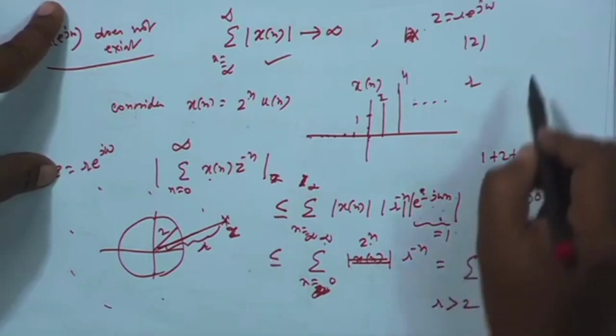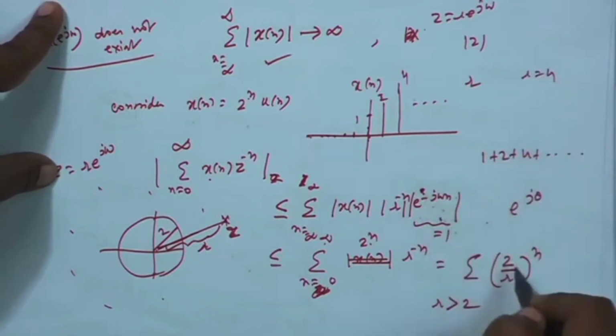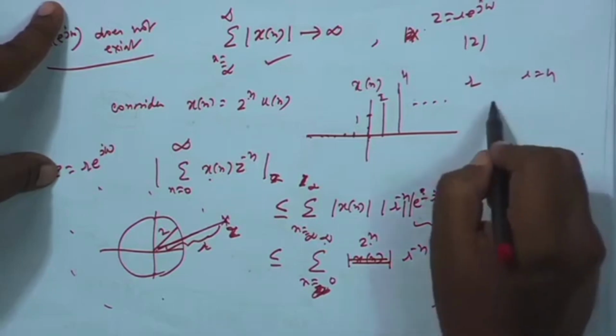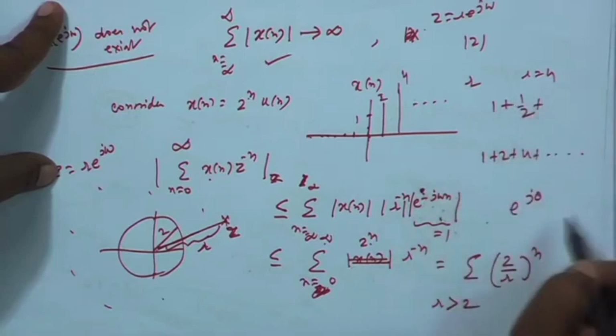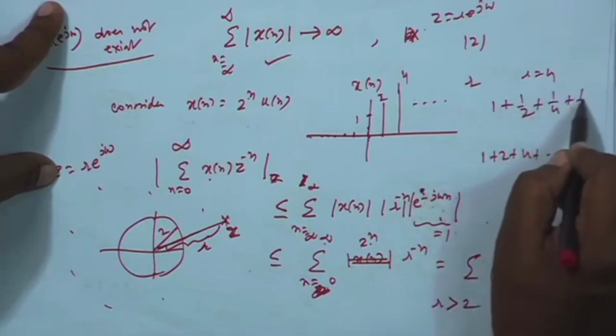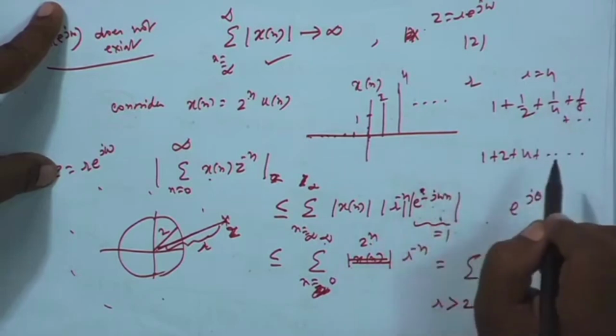You understand? For instance, that is what I am saying. Suppose r is 4. So, we will have half to the power 0, that is 1, then half to the power 1 is half, then half to the power 2 is 1 by 4, 1 by 8, and so on. This summation will exist.